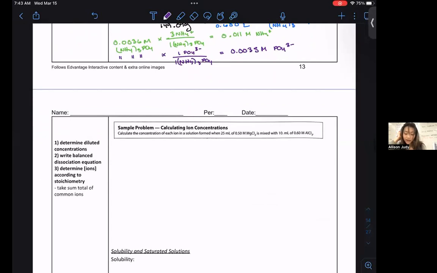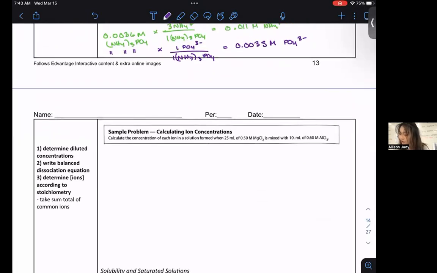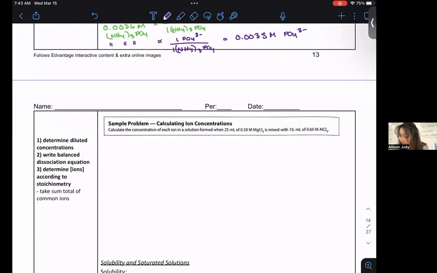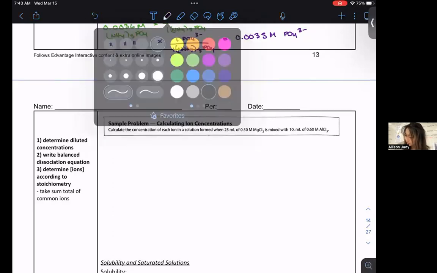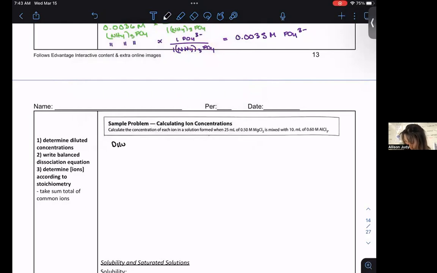Now let's move on to calculating ion concentration when you mix two aqueous samples and therefore have to account for dilution. So here we have calculate the concentration of each ion in solution formed when 25 milliliters of 0.5 molar MgCl2 magnesium chloride is mixed with 10 milliliters of 0.60 molarity aluminum chloride. So first and foremost, you should notice that these two compounds are mixed, which means we are definitely going to have to calculate the diluted concentrations first. We're going to definitely do some diluted concentration calculations.